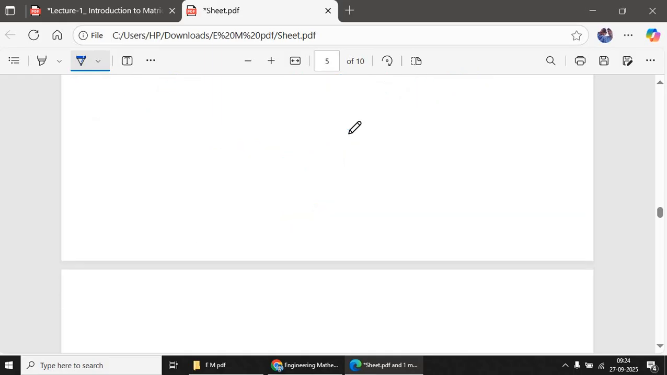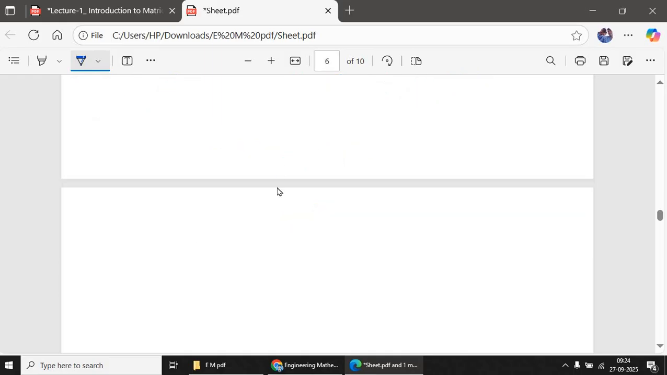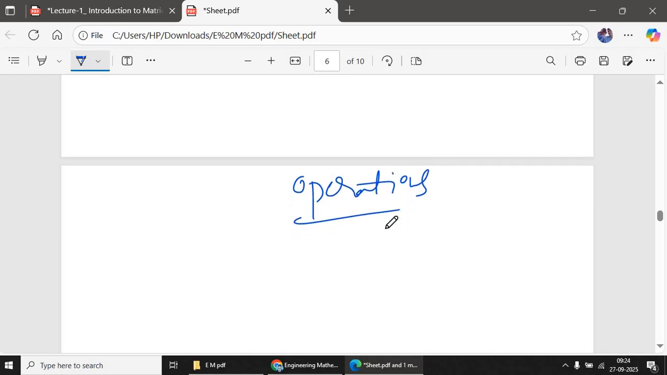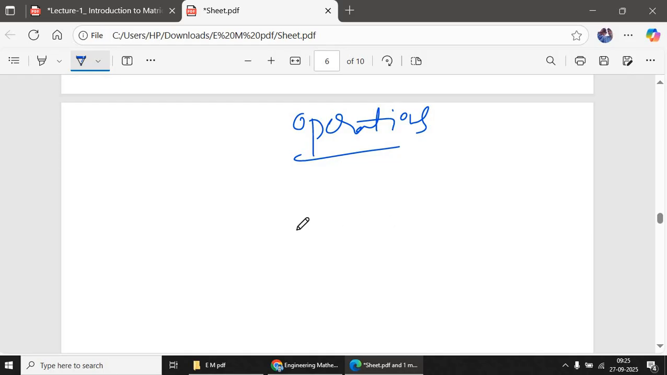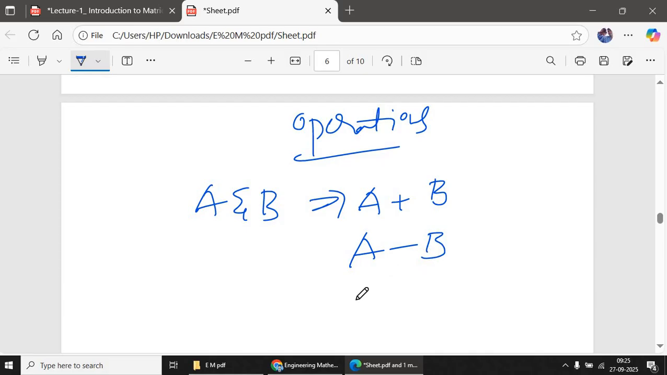Okay, next coming to the operations. What operations can we do using matrices? Majorly we can do 4 operations. What are those? Addition. For example, you have matrices A and B, then you can do A plus B, and you can do A minus B, and AB, and A by B is nothing but A into B inverse.